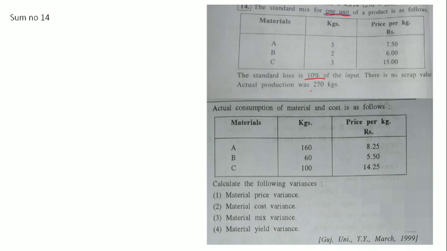Actual production was 270 kgs. Actual consumption of material and cost is as follows. Materials are A, B and C. Kgs 160, 60 and 100. Price per kg 8.25, 5.50 and 14.25.